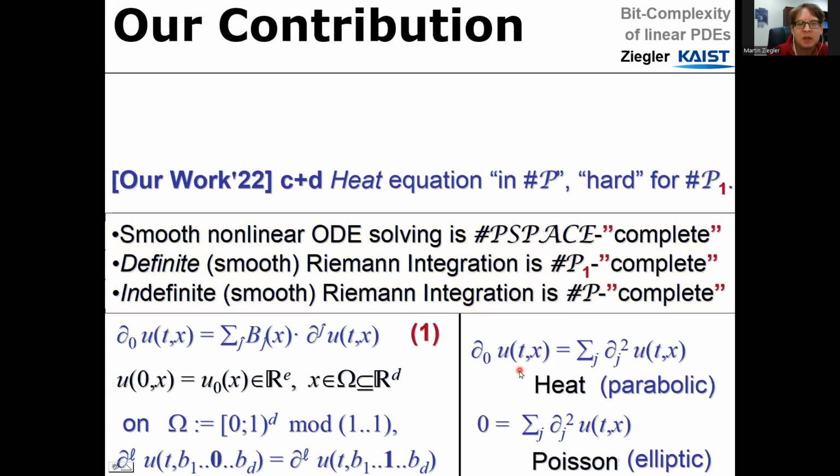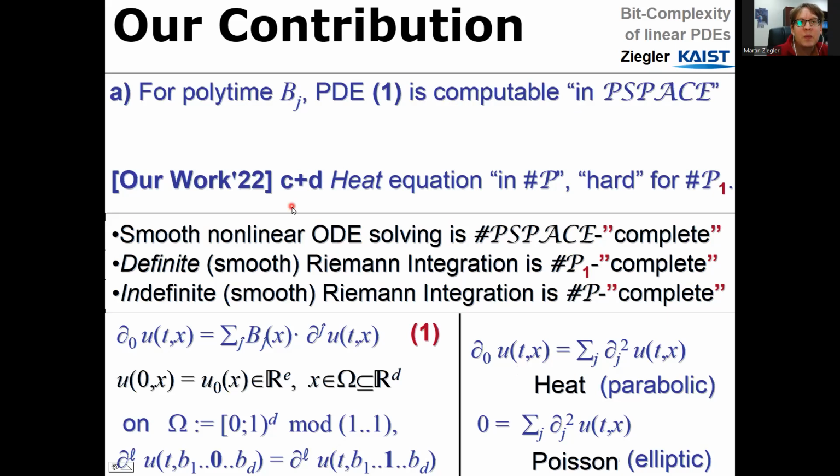I mean, this is finally the final slide, our contribution. We have shown first that when the coefficient functions here are polynomial time computable, then the solution to this PDE is computable in PSPACE in higher dimensions.